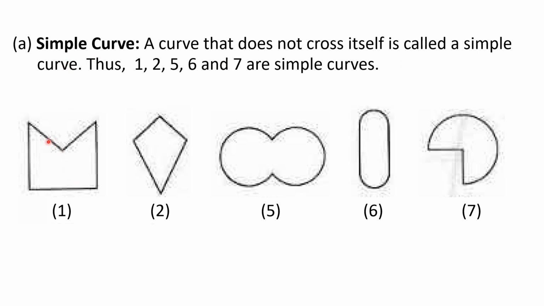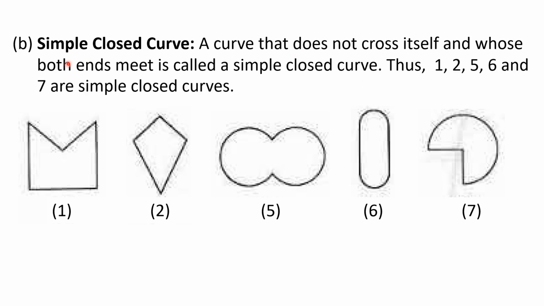You see, nowhere in these figures the line is crossing itself. So a curve that does not cross itself is called a simple curve. Thus 1, 2, 5, 6 and 7 are simple curves. Next. Now what is a simple closed curve?